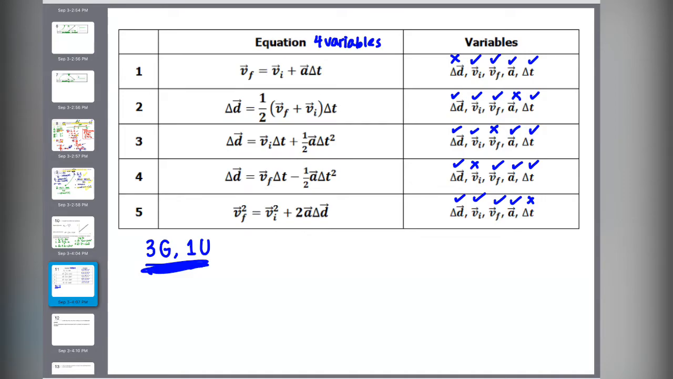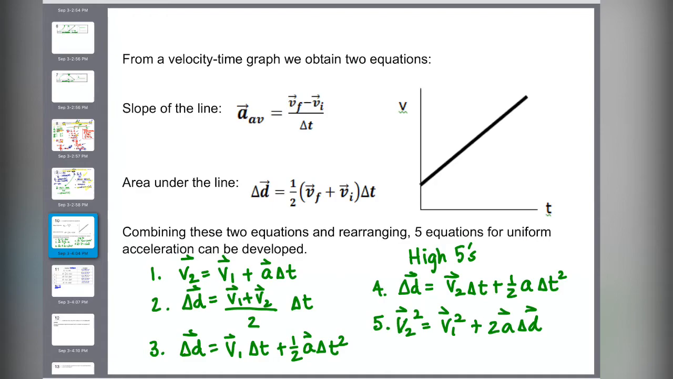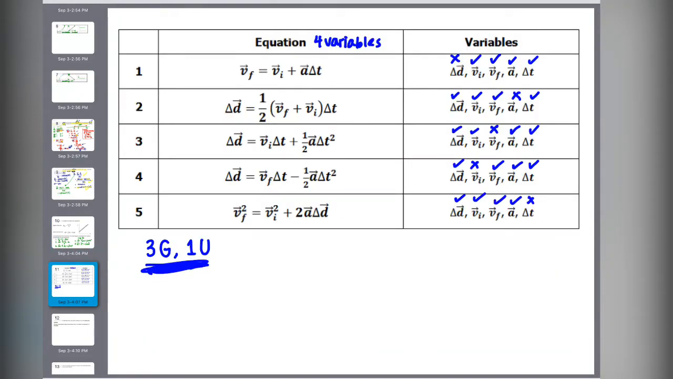But if you go back, we're not going to go through where they came from, but if you want to know where they came from, this graph right there, a VT graph, by either finding the slope of the line or the area under the line and doing some manipulations of rearranging the equation, the 5 equations came about.